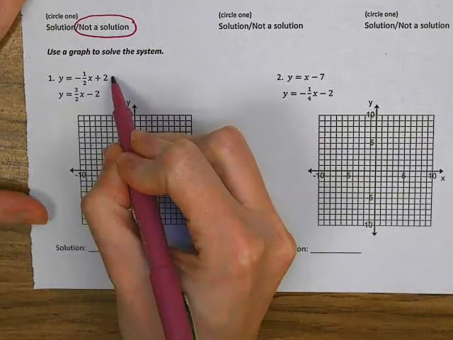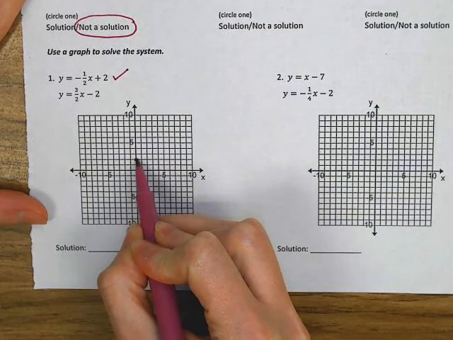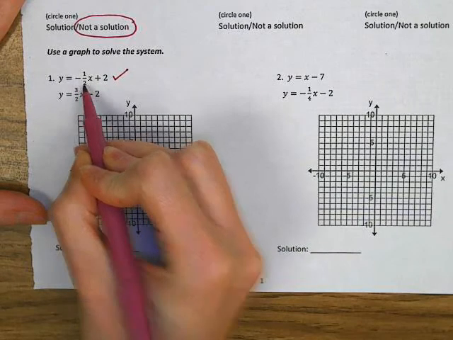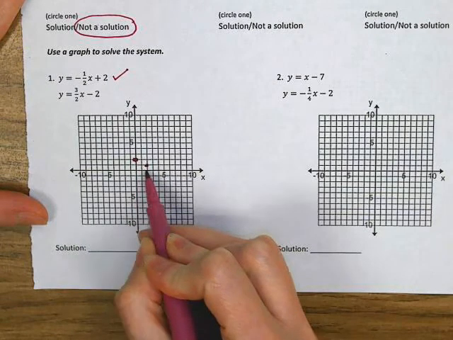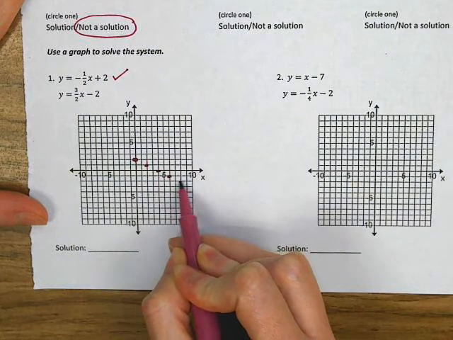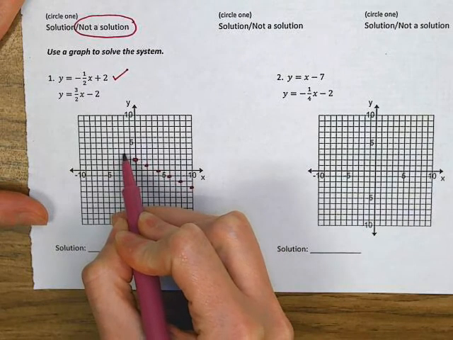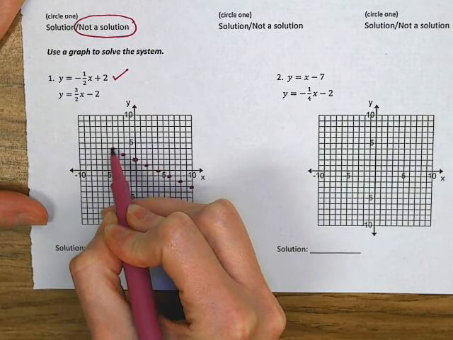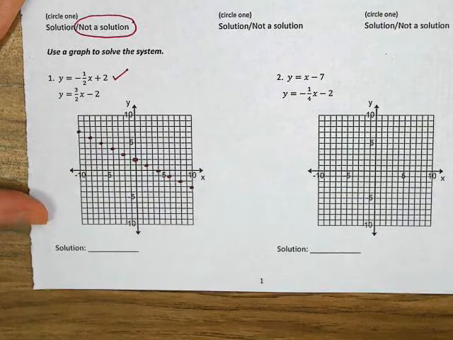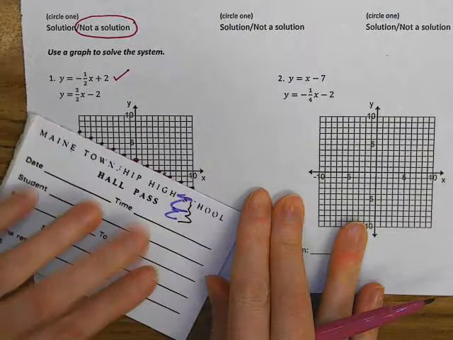I'm going to graph my first line in purple. Begin with the b, so we begin at 2, and then the slope is negative 1/2. So down 1, right 2. Down 1, right 2. I'm going to go a little more than I usually would, and also go the other direction: up 1, left 2. You'll see why in a minute, because I'm going to span the whole graph. Then connect the dots, and that is our first line.